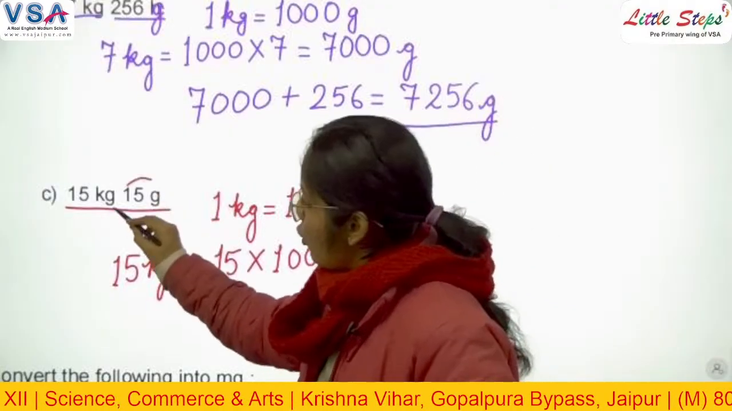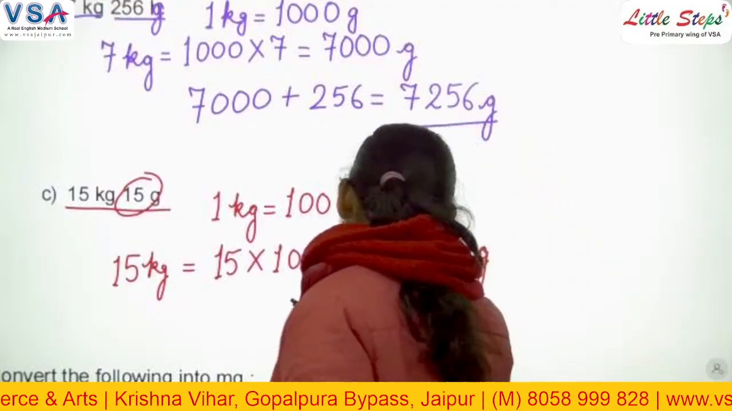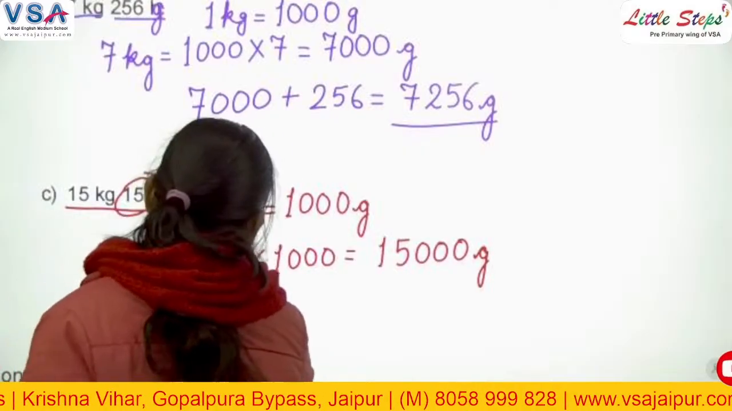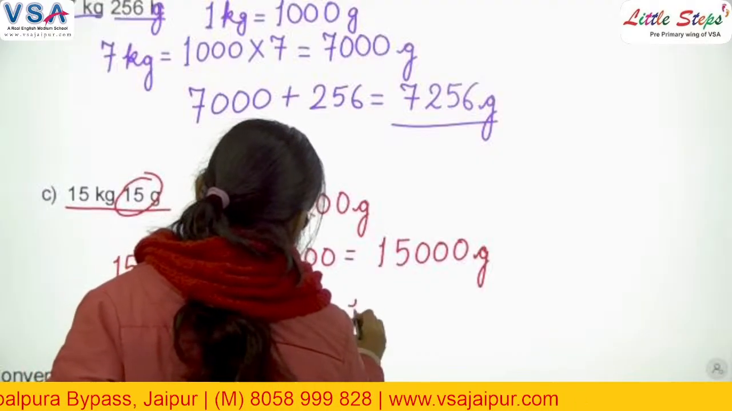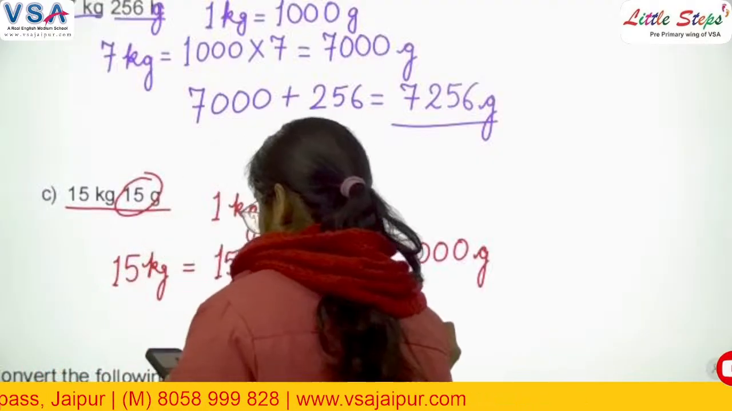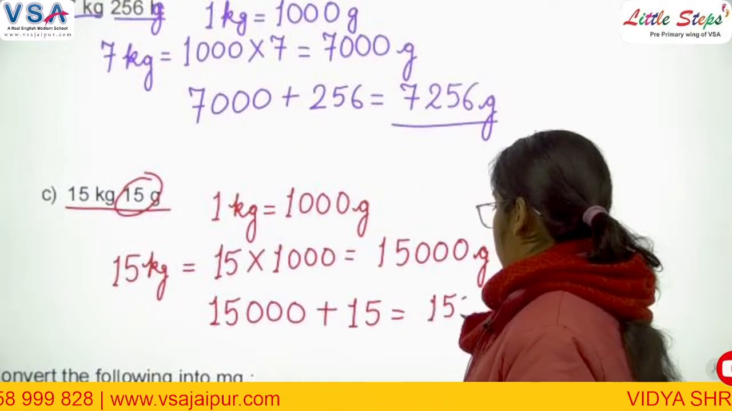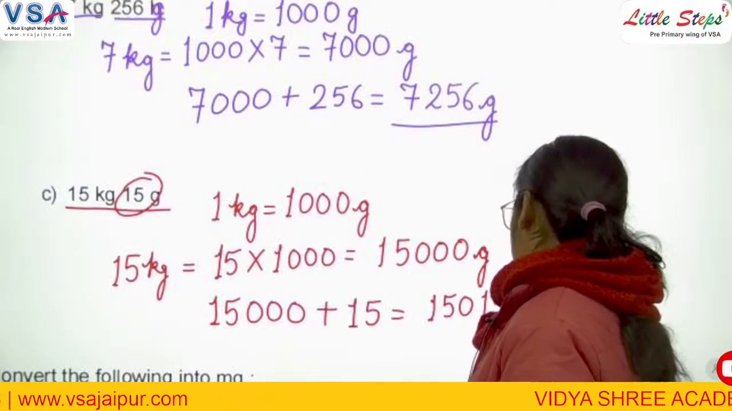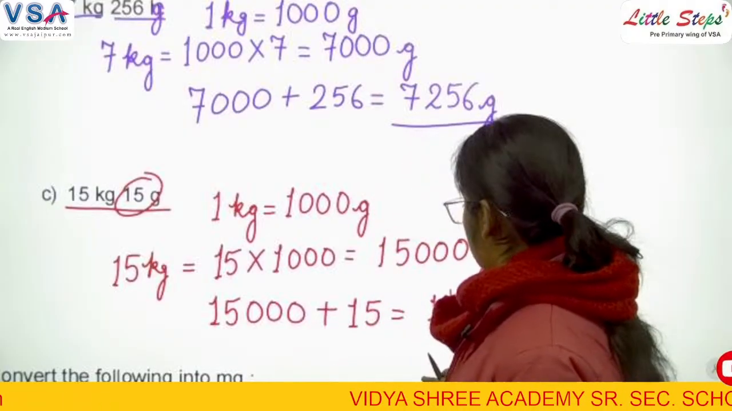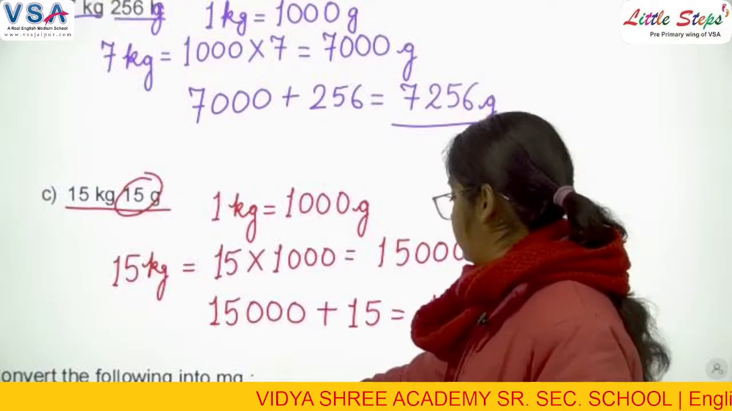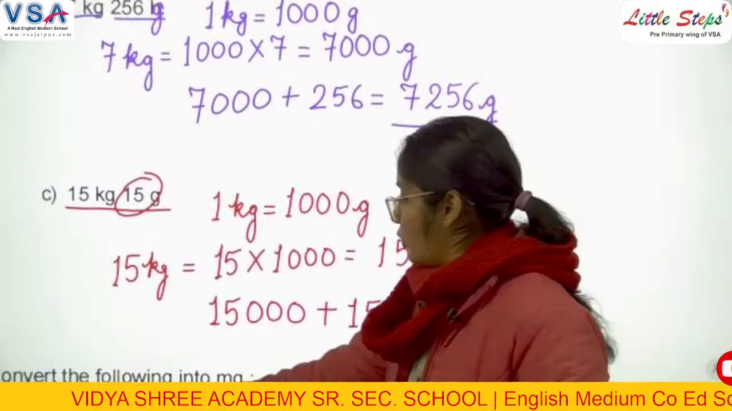And how many grams do we already have? We already have 15 grams. So what will we do? 15,000 plus 15. If we add it, it will sum up to 15,015 grams. Right? So shall we move ahead? Okay, let's move ahead.